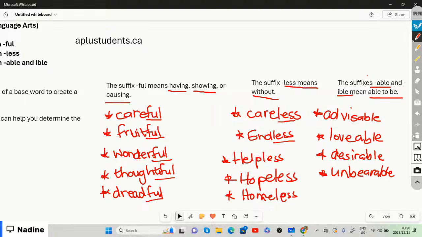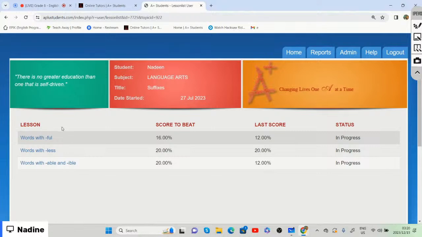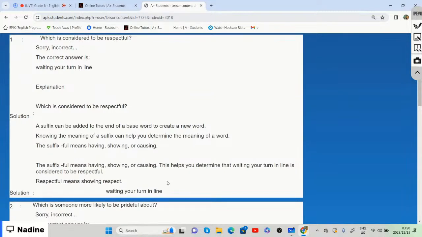All right, so now we're going to a+students.ca. And we're going to words with full. And we said a suffix can be added to the end of a base word to create a new word. And knowing the meaning of a suffix can help you to determine the meaning of a word. And we said that full means having, showing, or causing.